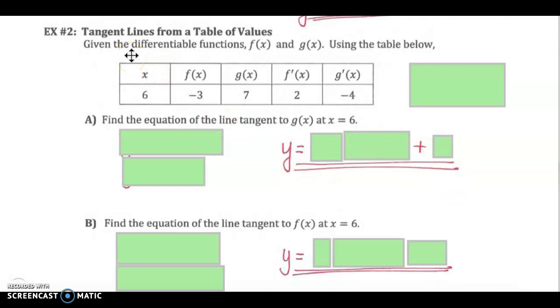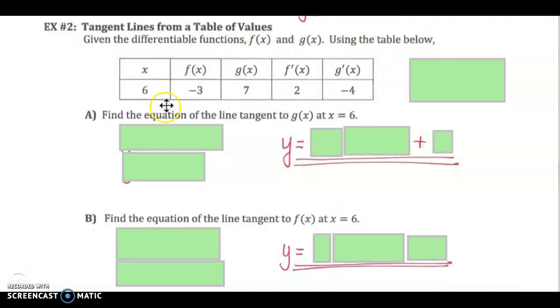Okay, tangent lines from a table of values. So we're given the differentiable functions f of x and g of x, and we're going to use the table below. So part A, it wants us to find the tangent line of g of x at x equals 6. So to read this table, here's our x value, which is 6. So f of 6 is -3, g of 6 is 7, f prime of 6 is 2, g prime of 6 is -4.